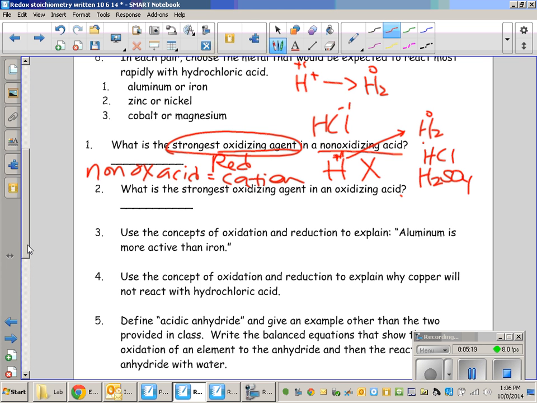It's being reduced. Does it have anything to do with the fact that it's a strong acid? No, not necessarily. Because a strong oxidizing agent just means that it's really likely to steal somebody's electrons, not that it's a strong acid, which means 100% dissociation. Two different things. Let's bounce to who is my strongest oxidizing agent in an oxidizing acid.